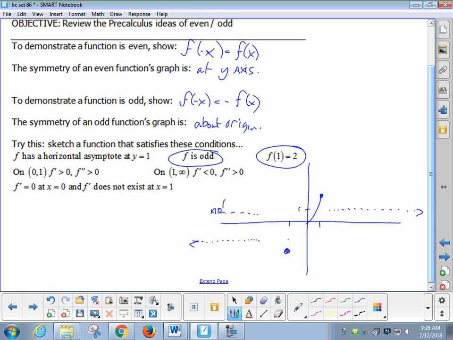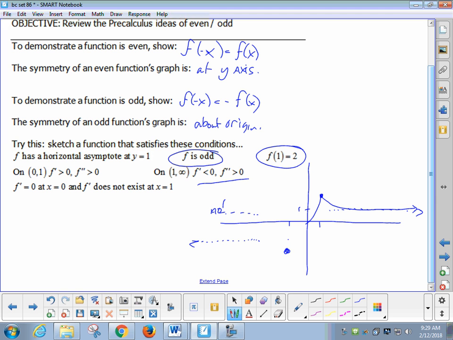On 1 to infinity, what's going on there? What is implied by f prime negative, f double prime positive? Concave up and decreasing. Now that actually jibes with having to approach the asymptote. The only way it's going to approach that asymptote is if it's decreasing, so that makes sense. The concavity, that also makes sense. Very cool.